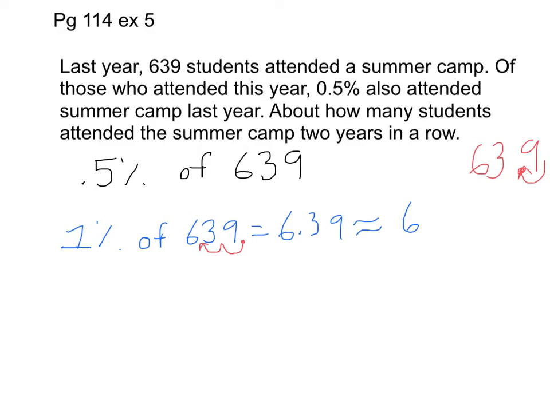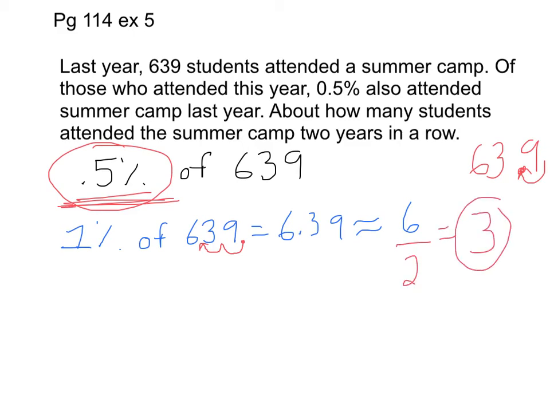our multiplying decimals. So far we have 6, right? 1% of 639 is 6. But it's asking for 0.5%, or half of 1, right? So we need half of 6 divided by 2, and the answer is 3. So about 3 students attended summer camp 2 years in a row.